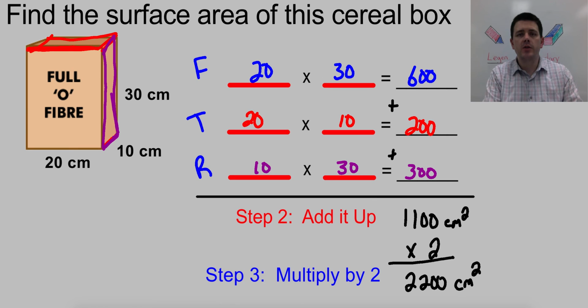A good little trick as you finish the problem, if you're not sure you used the right combination of numbers, check. Did each one of your dimensions get used twice? So I used my 20 2 times. I used my 10 2 times, and I used my 30 2 times. That way I know I use each measurement the correct number of times. They each get used 2 different times in our calculations here.